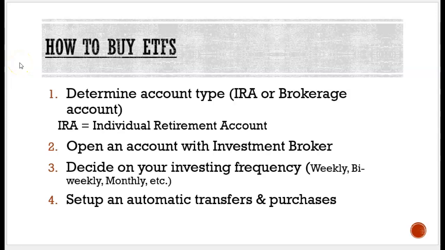Jumping into things, how do you buy an ETF? Basically, it's a quick 4-step process. 1, determine the account you're going to buy it in, usually an IRA, individual retirement account, or a brokerage account. Why usually those 2 spots? Because typically you don't see ETFs inside a 401k, unless you're a self-employed person, in which case you actually can have ETFs in your 401k. Again, this comes down to the company you work for and what they want in their 401k. So this is different for everyone.